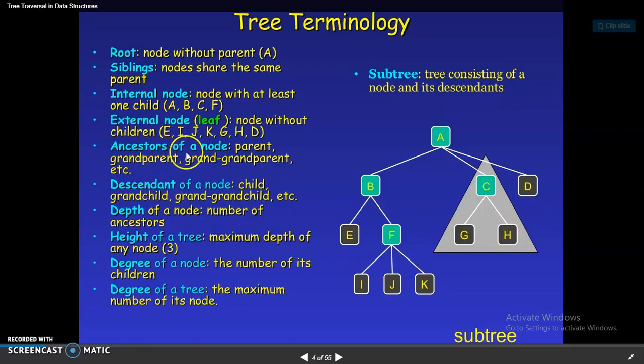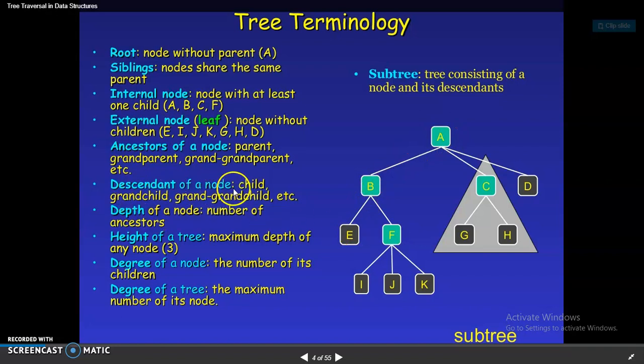Next is the ancestor of a node. Ancestor is nothing but the parent of the node. For example, for E the parent is B, and for node B the parent is A. At the same time, for node F the parent is B, for node I the parent is F, for node G the parent is C, for node H the parent is C, and for node D the parent is A.